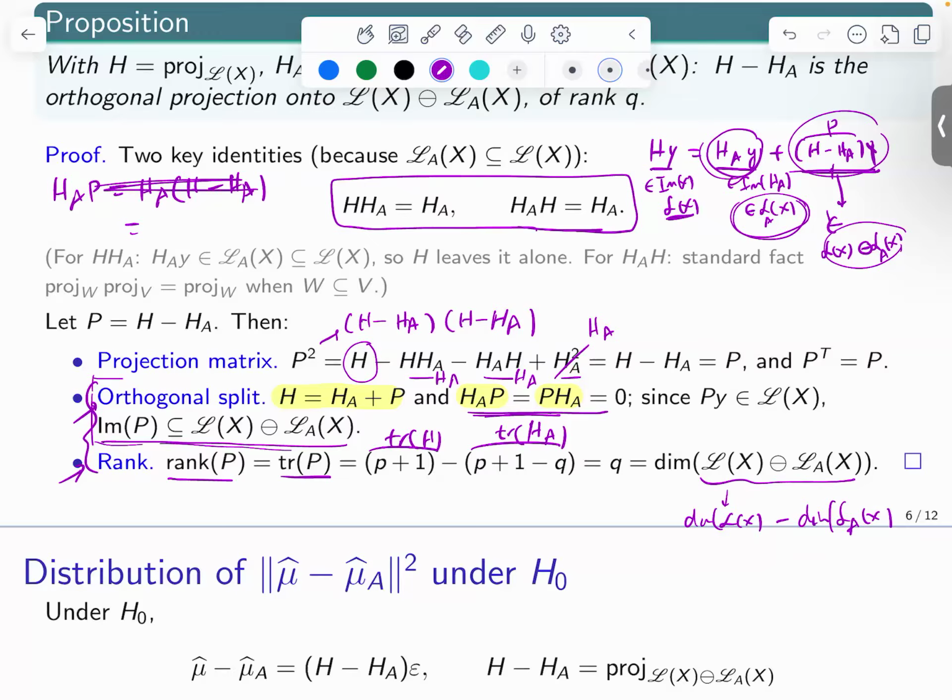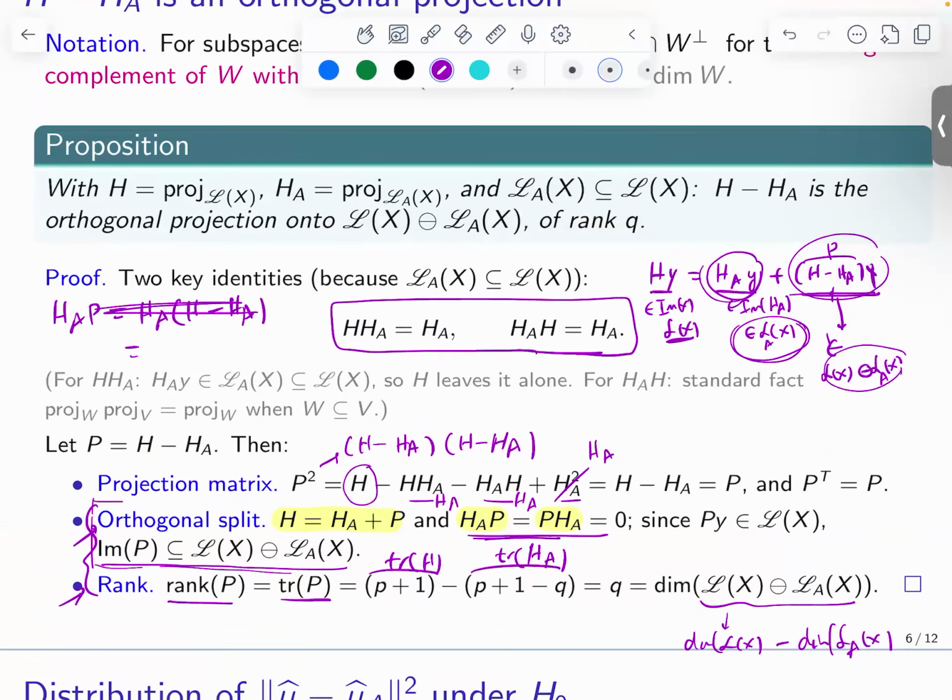Okay, I spent too much time on it, but at the end of the day, you prove that H minus HA is a projection matrix. The first part is easy. The second part, that it matches this, and this happens to have dimension, rank q, because that's basically the difference between the dimension of the two subspaces. That is exactly equal to the number of constraints, or number of degrees of freedom, that you lose.